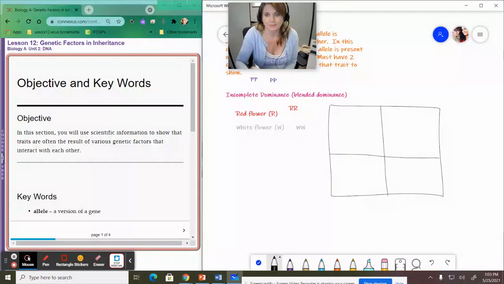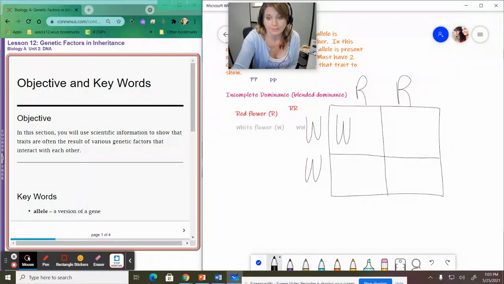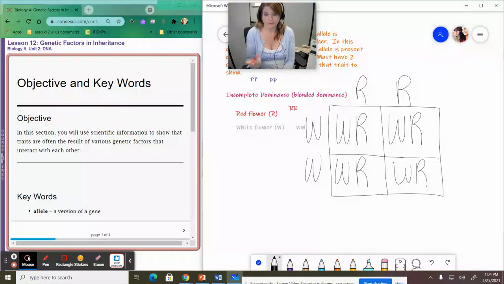So here's our Punnett Square. Big R, big R, big W, big W. All right. When we cross them, we get big W, big R, big W, big R. It seems to work better if I press very hard on the screen. Big W, big R, big W, big R. Okay, so they all have the same genotype, which is fine.